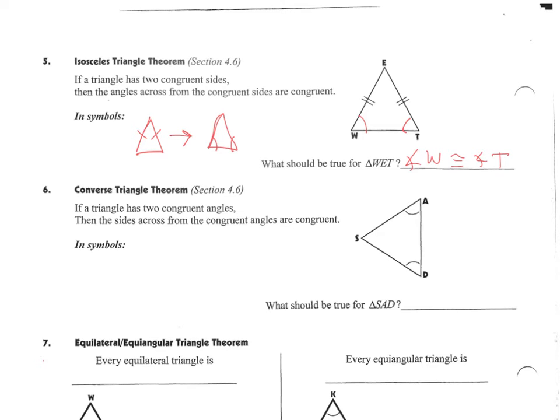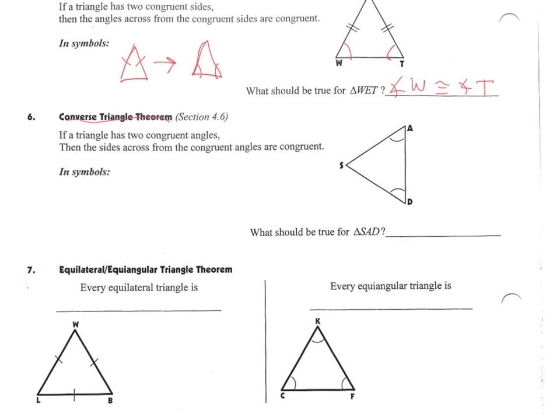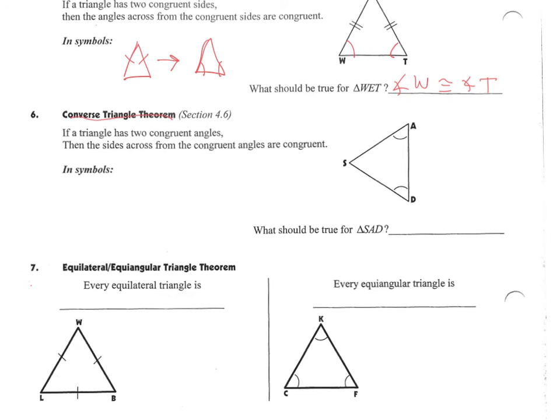This is our converse of the isosceles triangle theorem. If a triangle has two congruent angles, then the sides across from the congruent angles are congruent. So basically in symbols, we're saying if we have two congruent angles, then the sides across from those are congruent.